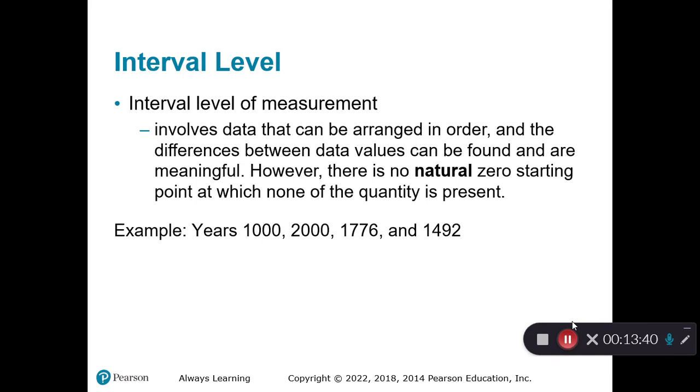So now we have the third level of measurement out of the four. This is the interval level of measurement. You can probably see that as we go from one level to the next, we're gaining something. So to go from nominal to ordinal, we gained meaning in the order of the values.